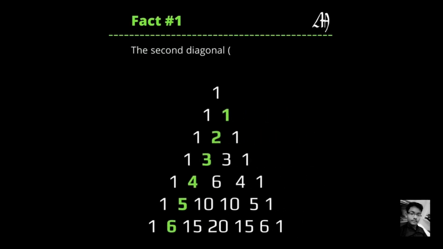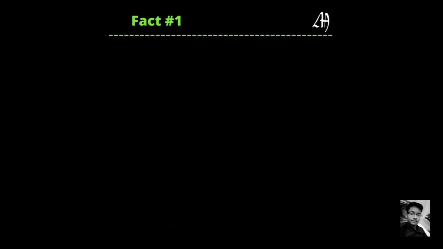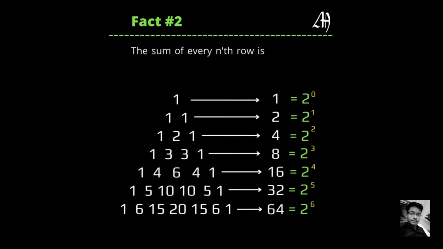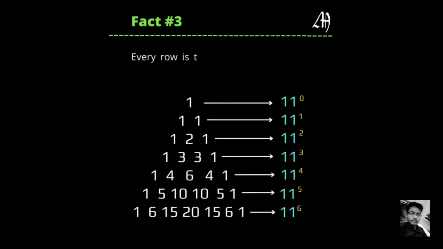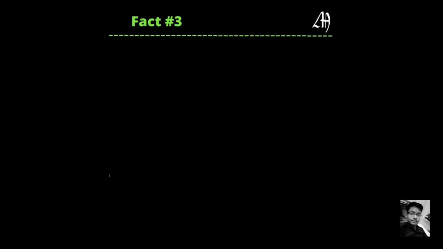Fact number 1: the second digit, that means the green numbers, represent the natural numbers. Fact number 2: the sum of every nth row is equal to 2 to the power n. Fact number 3: every row is a power of 11 when you concatenate the numbers.